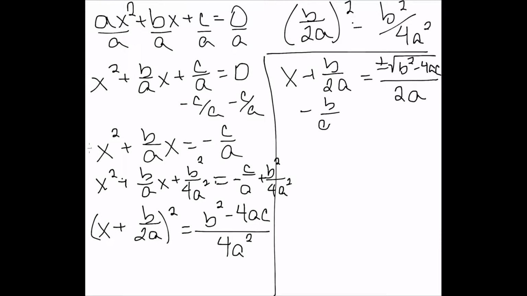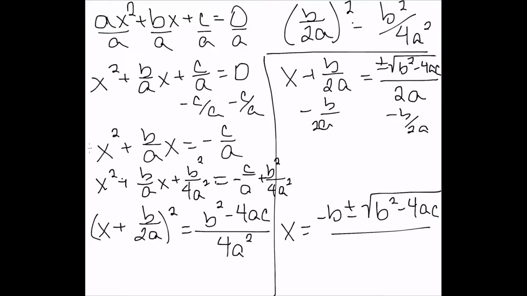And finally, I can subtract b over 2a from both sides. When I do that, I get negative b plus or minus the square root of b squared minus 4ac all over 2a, which is our quadratic formula.